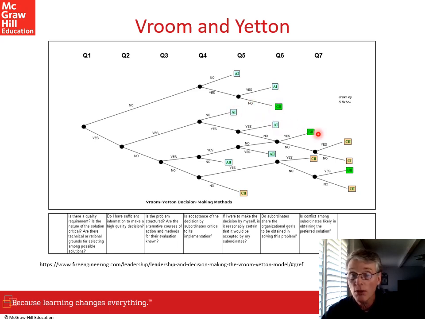So a G2, when you let the group make the decision, is when there is a quality requirement. And then do I have sufficient information? Yes. And then at this node, is acceptance critical? If it is yes, then you slide down here. If I were to make a decision by myself, is it reasonably certain that it would be accepted by subordinates? If the answer is no, then you slide down to this node. Do subordinates share the goals to be obtained? If yes, then that's the time to let the group decide.